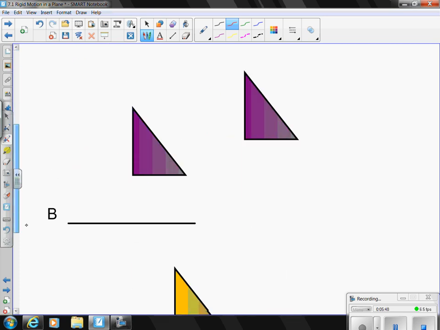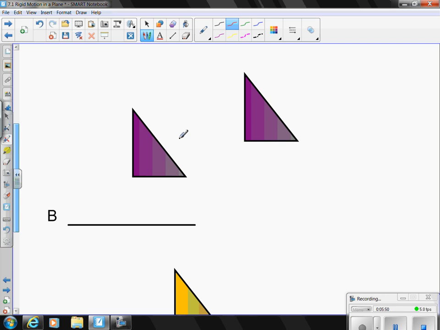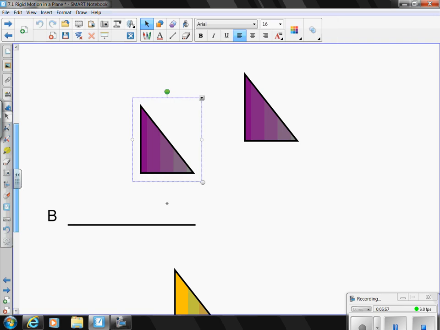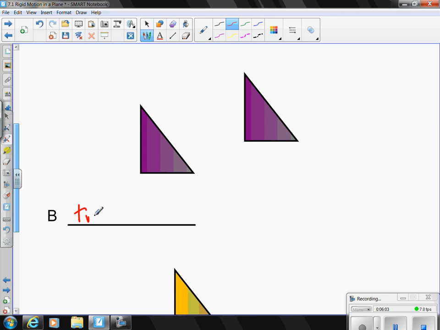The second one, I look at this and it's clearly, I'm just sliding it this way, right? Sliding this pre-image onto the image. So that's what we call a translation.